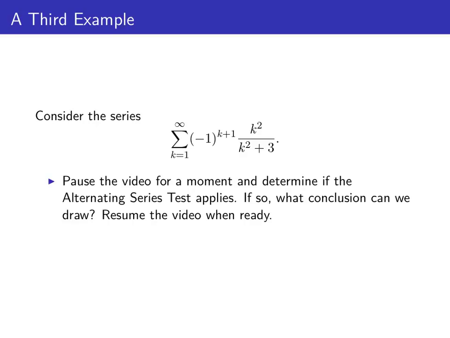Let's do one more example. Consider the sum k equals 1 to infinity of (-1)^(k+1) times k squared over k squared plus 3. Pause the video for a moment, determine if the alternating series test applies. If it does, what conclusion can you draw? Resume the video when ready.